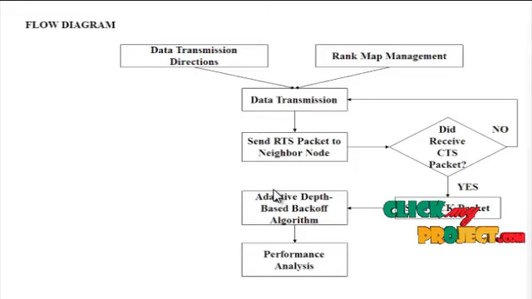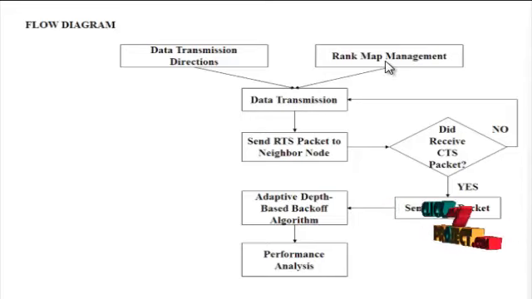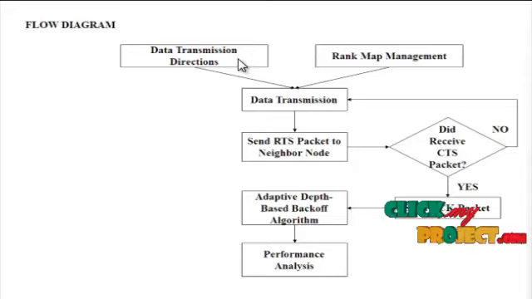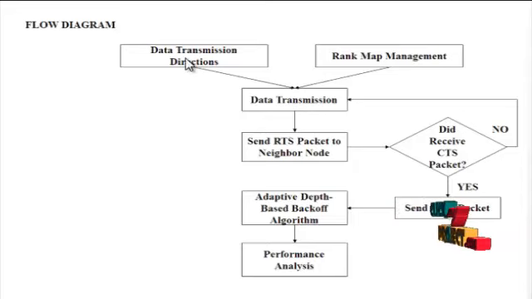Let me discuss the flow diagram for our process. Initially, the system model is designed. In this system model, data transmission direction and rank map management are performed. In data transmission direction, the DBR-MAC protocol provides an accurate estimation of transmission delay between nodes. Each node can count the neighbor's hop for transmission.